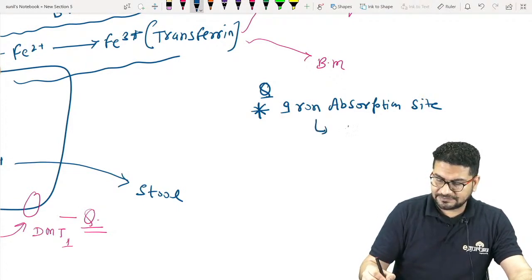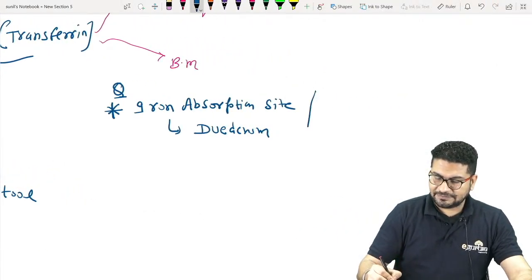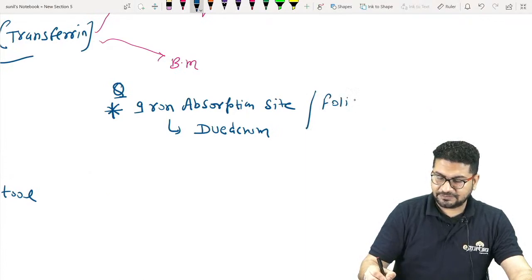Ion absorption site, the answer will be duodenum. Ion absorption occurs in the duodenum. If I say simultaneously, sometimes they ask a physiology question: folic acid absorption primarily occurs where? So remember, folic acid absorption primarily occurs in the jejunum.